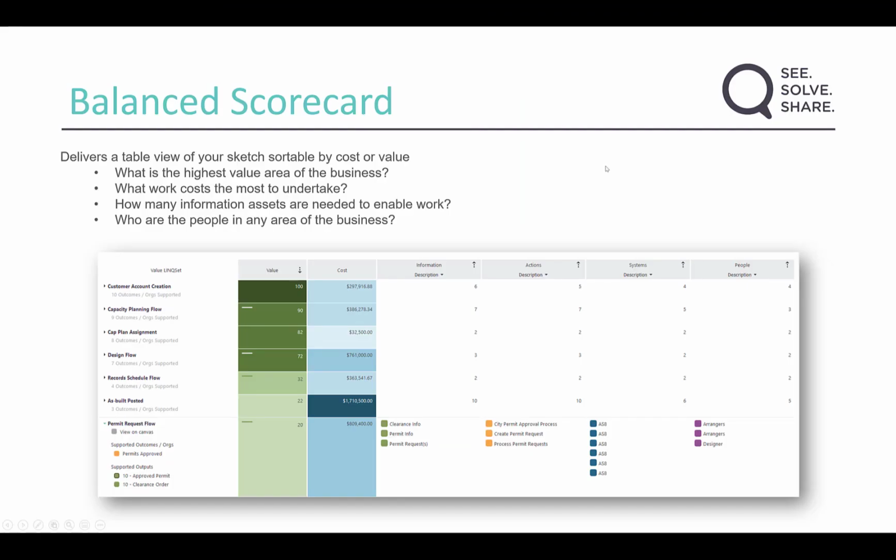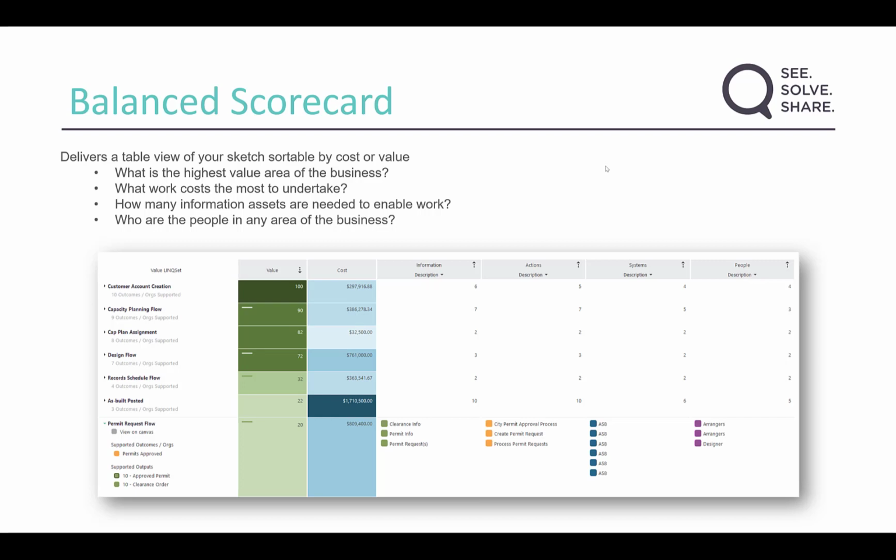The next insight is through the Balance Scorecard dashboard. This is really a table of contents. It helps you understand the value and the cost of each area of the business, and we can expand these to see the information, actions, systems and people that are being captured in each area. This really helps us look at data in a different way. We're able to export the table to Excel and make use of that in other applications such as Power BI.